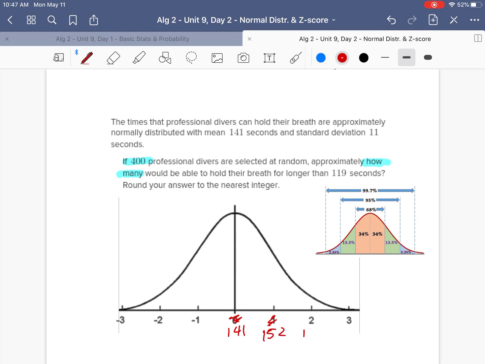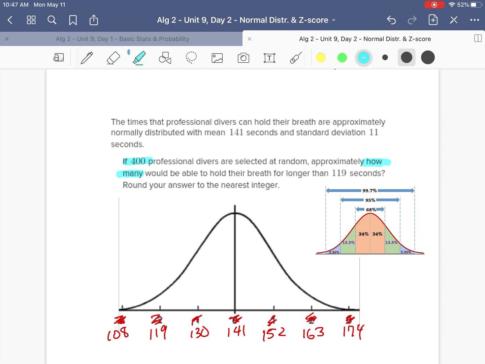Add 11. So 163, add 11, so 174. Take away 11, so 130. Take away 11, so 119. Take away 11, so 108. All right, so it says 400 divers, how many would hold their breath for longer than 119 seconds?